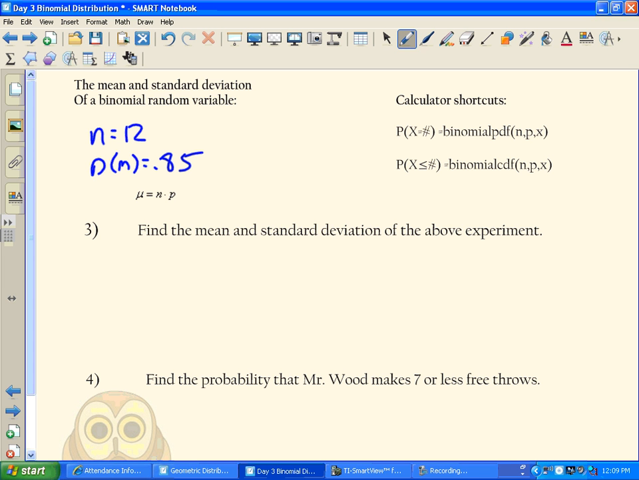The mean of a binomial is super easy. If I had never started teaching you guys AP Statistics, and you thought about it like Algebra 1 or Algebra 2 students, that's the one you could get. Mr. Wood shoots 12 free throws. He makes 85% of them. How many should he make out of 12? That's what that question's asking. It's just going to be 12 times 0.85. That's your average. That's your expected value.